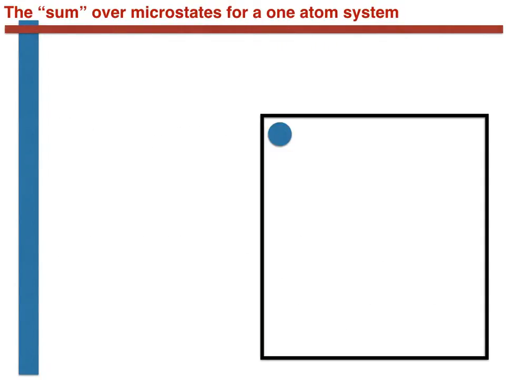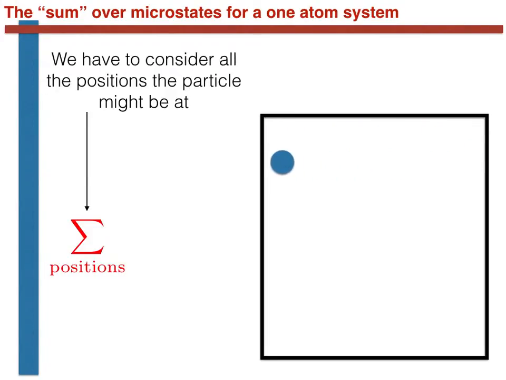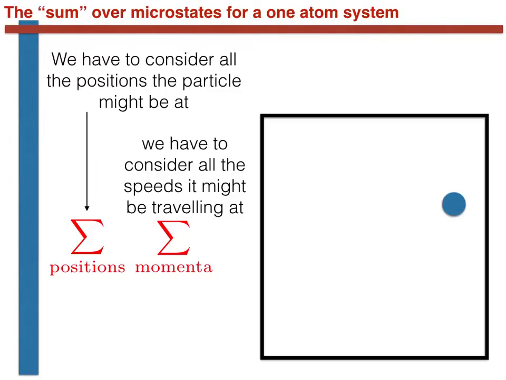Right, so what microstates can a system containing only one atom find itself in? Well, first, the particle can be in any position in the box, so we are going to have to sum over all these various possible positions that the atom could be in. Then, on top of this, the particle will be travelling in any direction, very slowly or very quickly. So we are going to have to consider all the possible speeds and directions the particle might be travelling in.